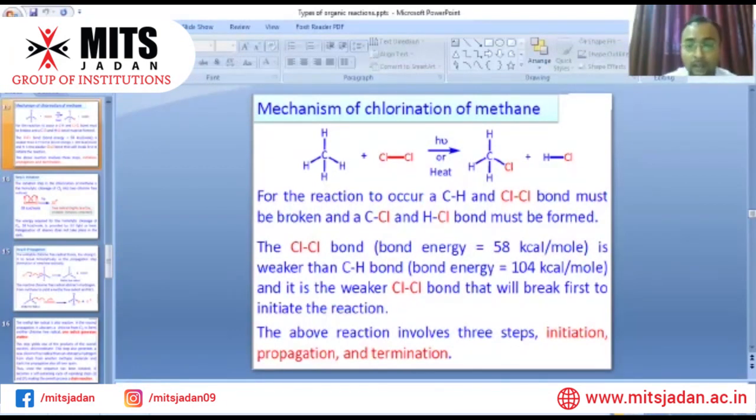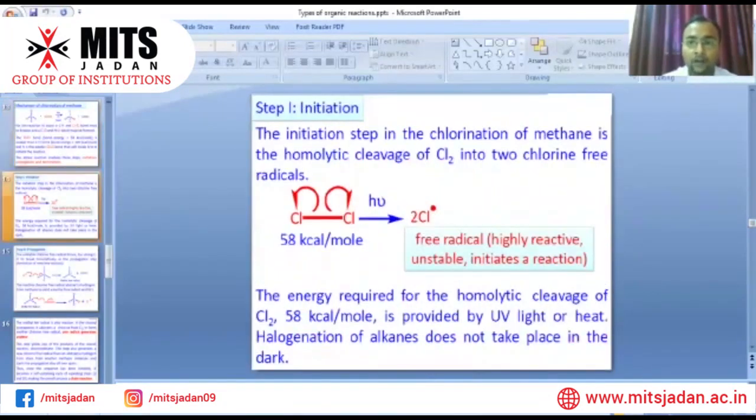So the above reaction involves three steps. First is the initiation step, second is the propagation step, and last one is the termination step. One by one, we will discuss these steps. First, we come to the initiation step. The initiation step in the chlorination of methane is the homolytic cleavage of chlorine into two chlorine free radicals.